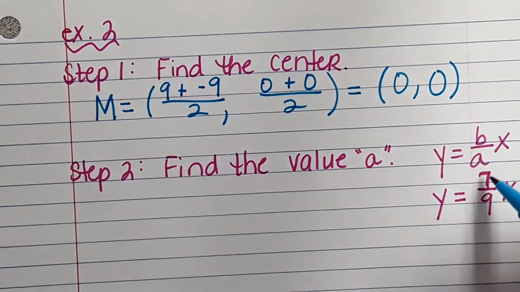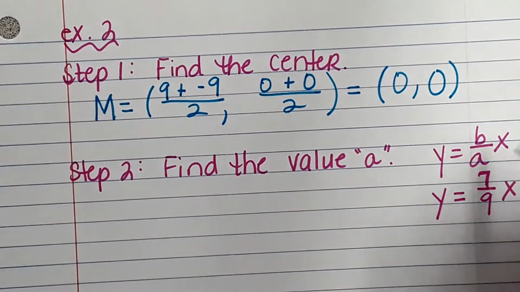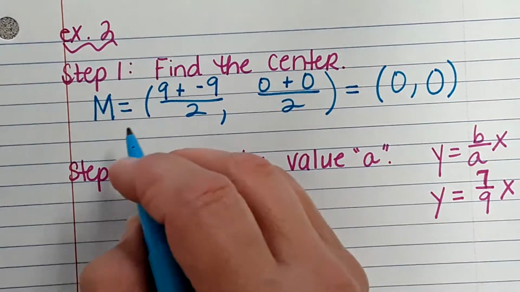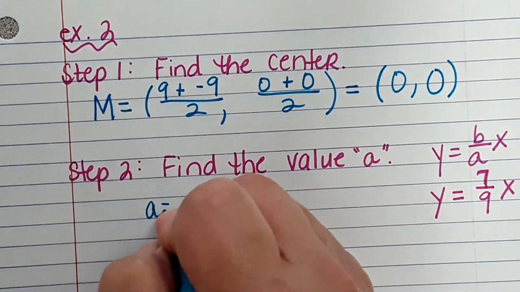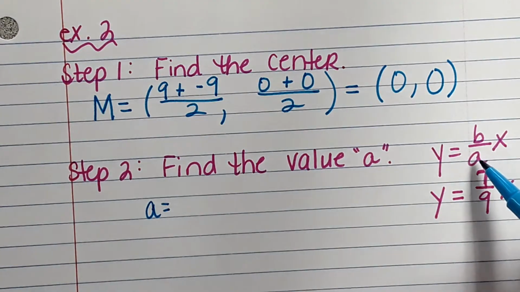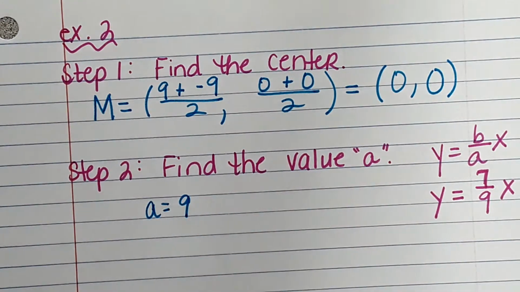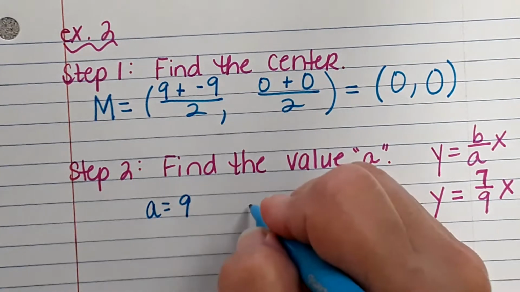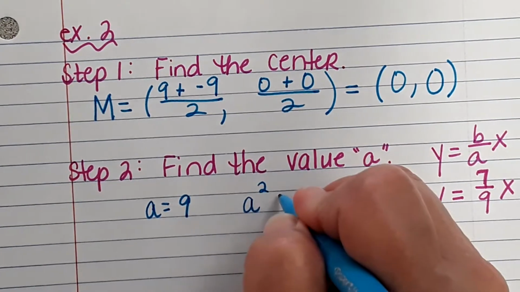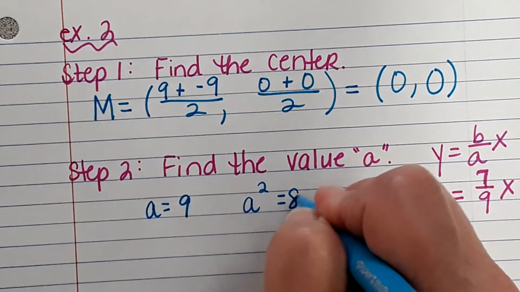So what are the a and b values in this asymptote equation? It's b over a, so that means b is 7. What is a? 9. Well, I'm not interested in just a. I want a squared. So what is a squared? 81.